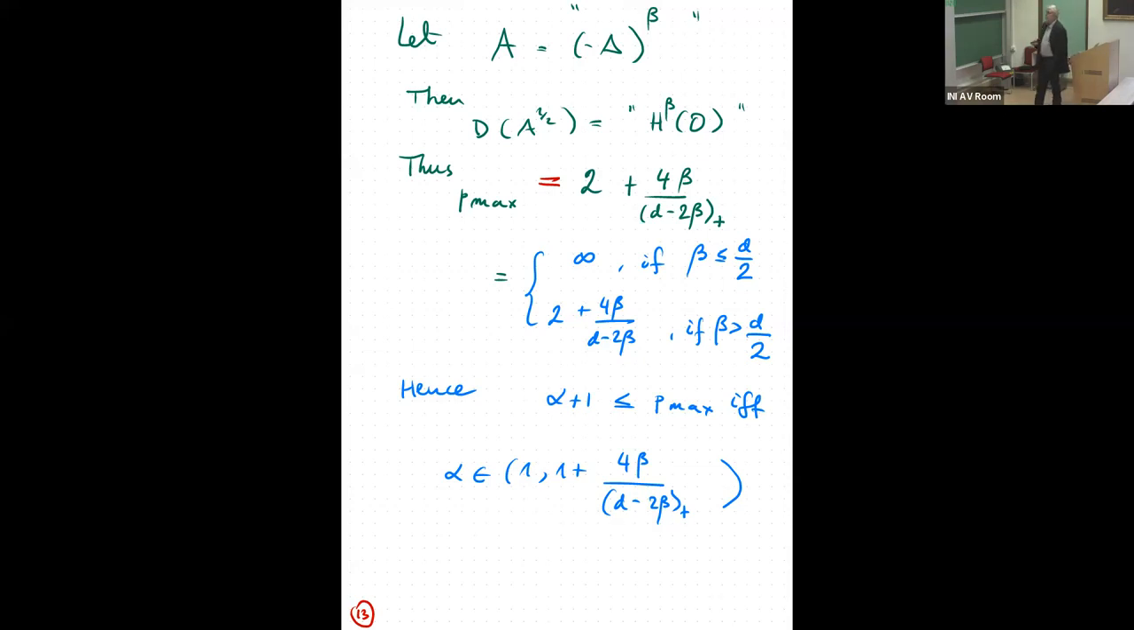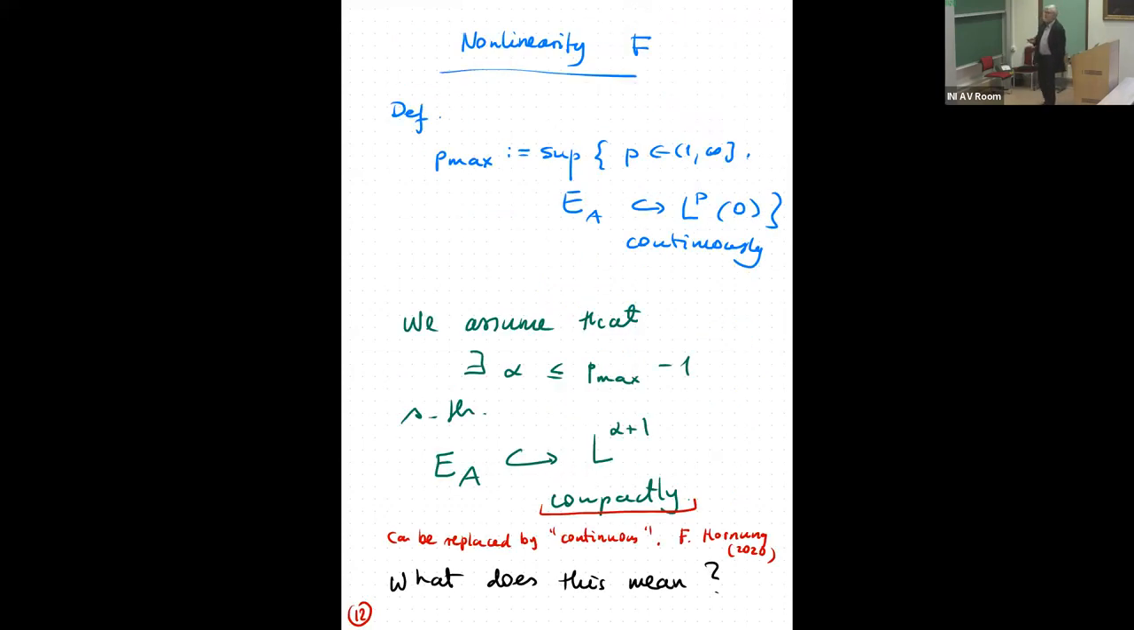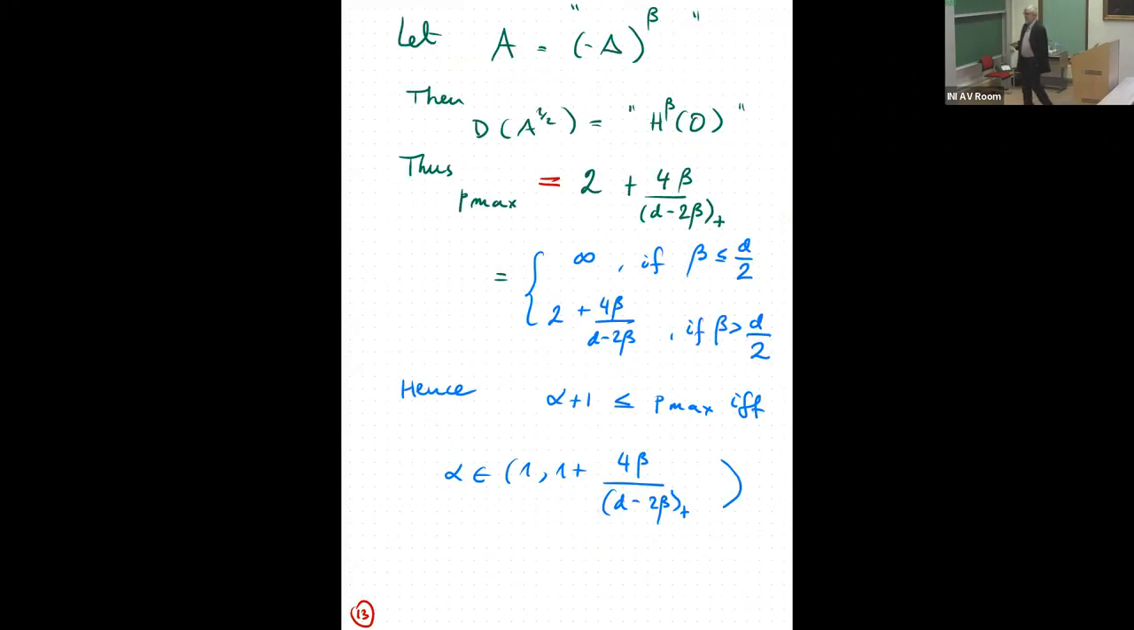plus the compactness condition, which I mentioned, is equivalent to alpha having to be in this set. So in other words, this means that the assumption that the space EA is compactly embedded into L alpha plus 1 and alpha is less than or equal to P maximum minus 1 is equivalent to this condition. And actually, the result I will speak about is showing that this is a condition which we need to prove existence of global weak solutions, but not uniqueness.